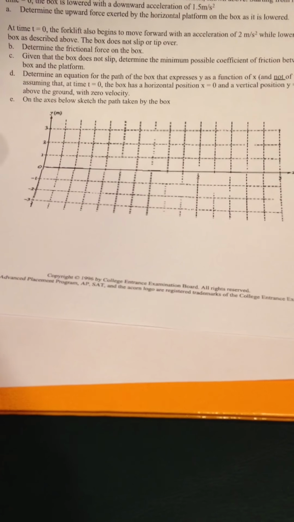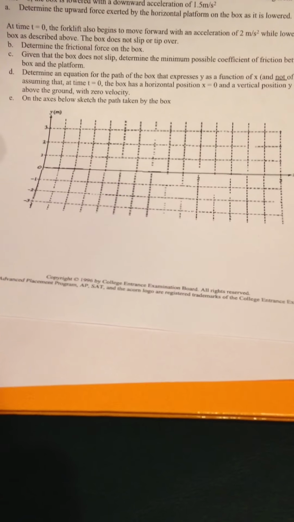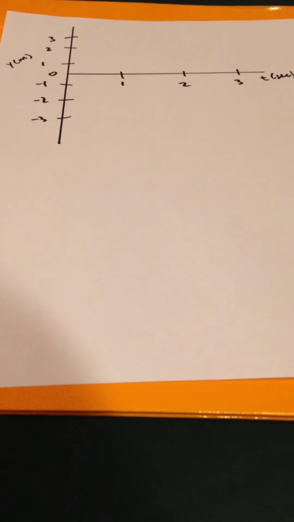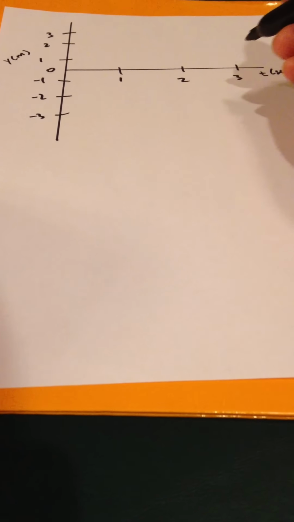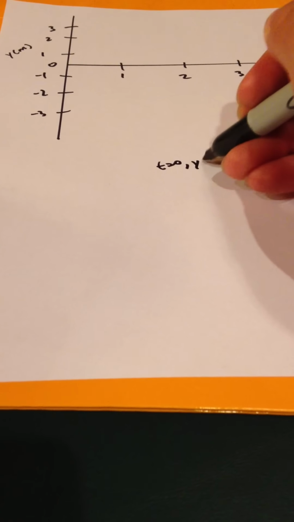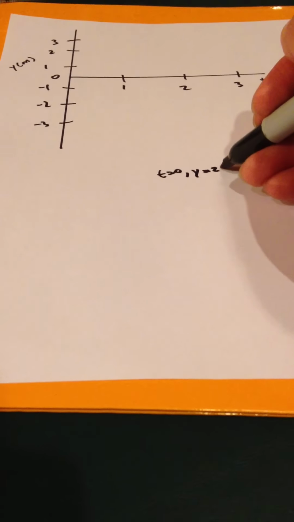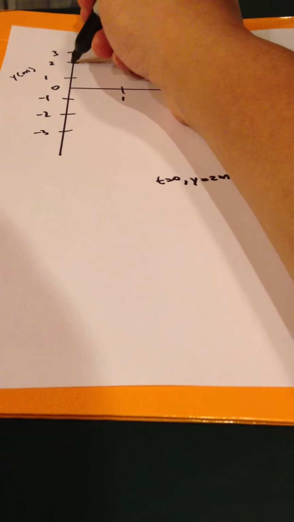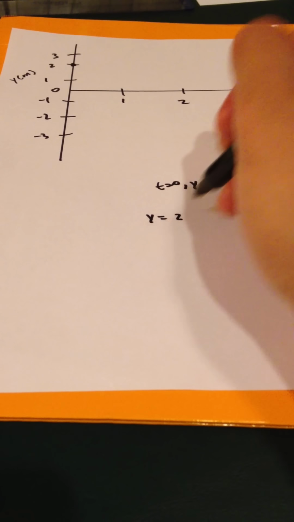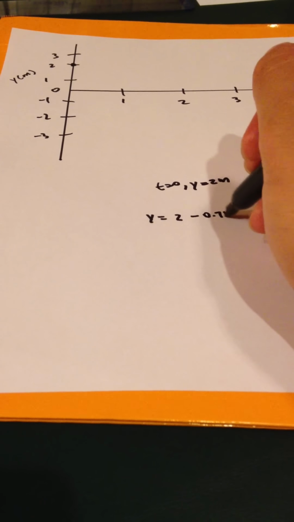Part E asks us, on the axis below, sketch the path taken by the box. So here I have the graph that was given in the problem, and we know that at t equals 0, y is 2 meters. So we know this point up here. Now we need the x-intercept, and our equation from part D was y equals 2 minus 0.75x.